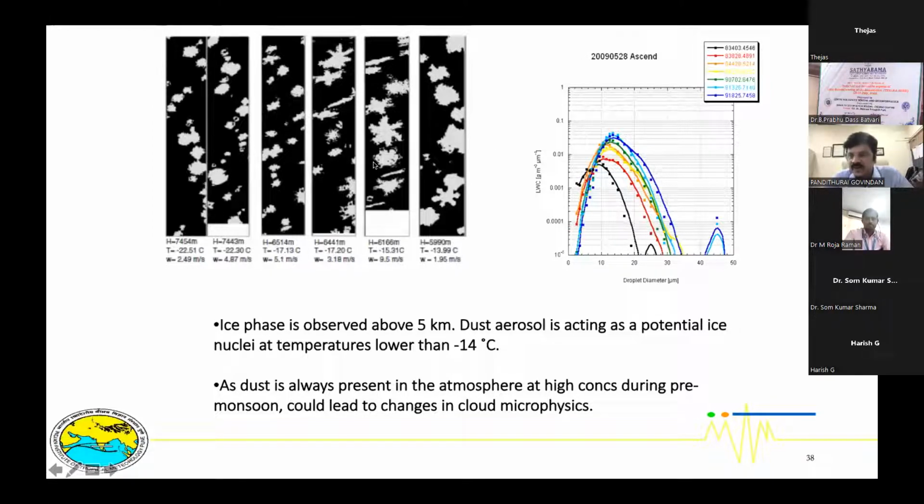And so even though there was a suppression in the warm rain process, the cold rain process can happen, because the cloud is invigorating, developing vertically. There could be a lot of ice nuclei because of the dust presence there, and it led to thunderstorm. By the time we landed, the campaign was over, and we were seeing the thunderstorm.